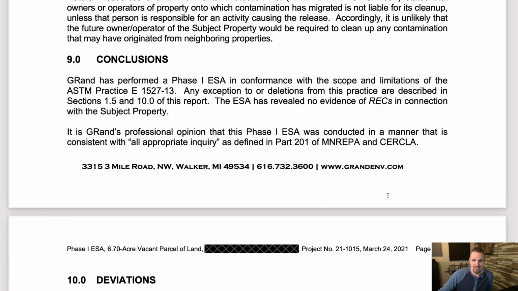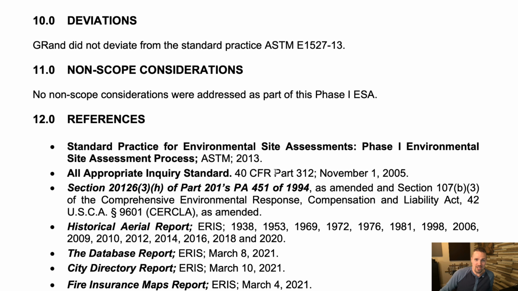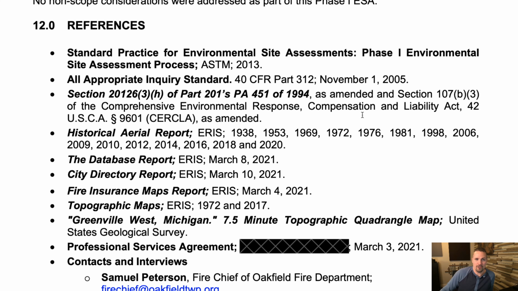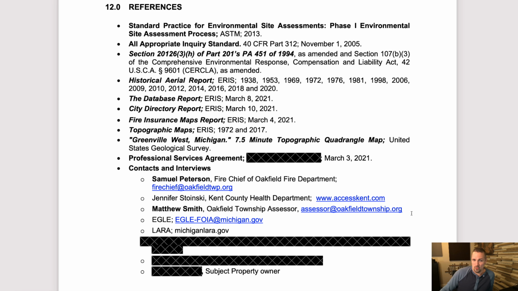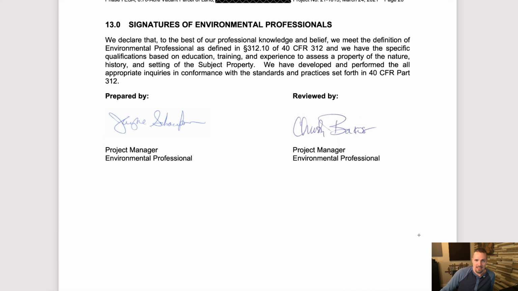And then conclusions, it just says flat out, the ESA, or the Environmental Site Assessment, has revealed no evidence of RECs in connection with the subject property. So that sentence right there is what you want to see. That's good news. As we go on down here, deviations just explains that they did not deviate from the ASTM standards, and if they did for some reason, they would want to spell that out. And there were no non-scope considerations included here. And then references, this lists out all the sources that they used to prepare this report and the conclusions that they found, and then the signatures of both of the environmental consultants involved.